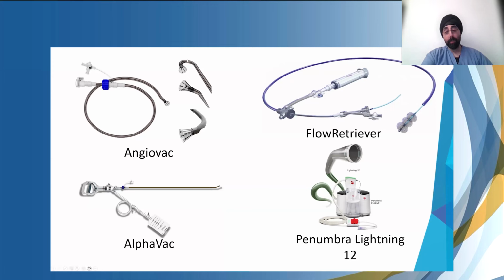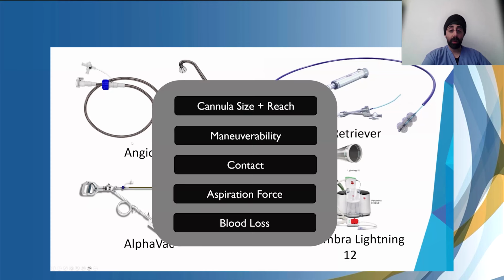there are 4 catheters out there that people have used. I'm not going to say approved because some of these are off-label usage. The AngioVac does have a breakthrough designation for this from the FDA. Basically, the systems vary. The things you want to think about are cannula size and reach, maneuverability, contact, aspiration force, and blood loss.